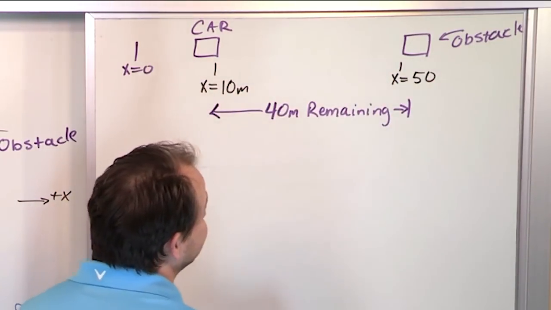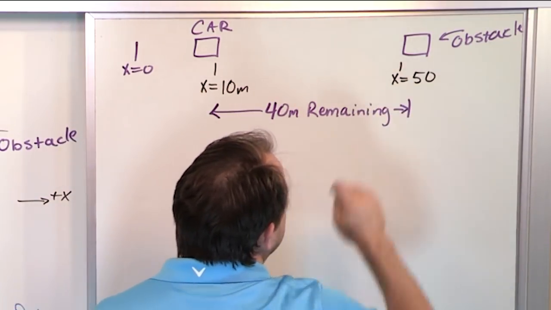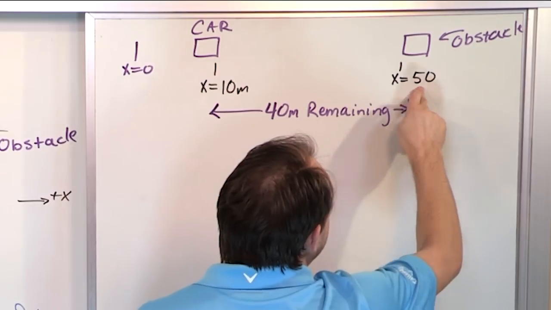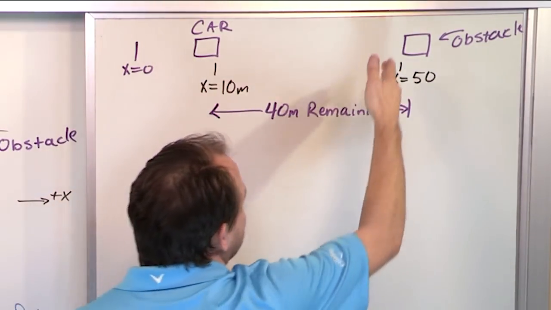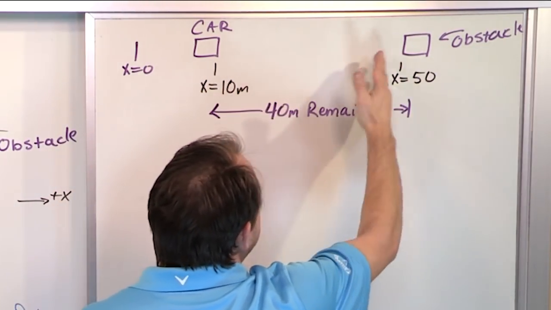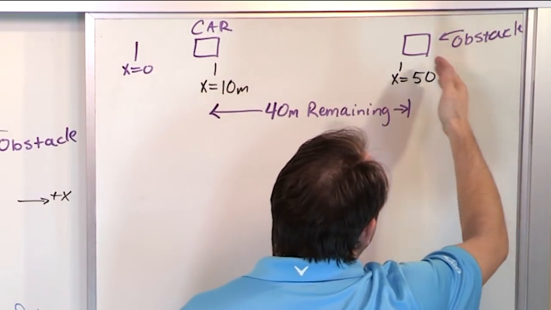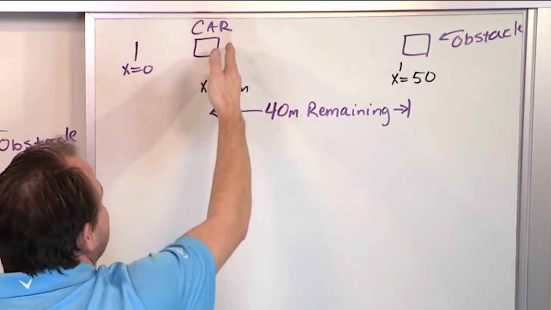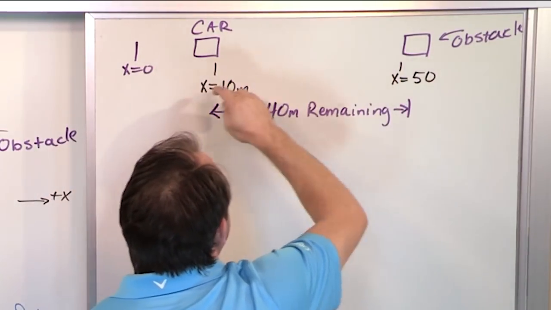Is it going to be x is equal to 40? If it's x is equal to 40, then we missed the obstacle. Is it going to be x is equal to 49.9? Okay, we still missed the obstacle, but we're closer. Is the stopping point of the car going to be 52.3? Well, then we hit the obstacle, and so on. So what we want to do is calculate the final resting position of the car in terms of x.